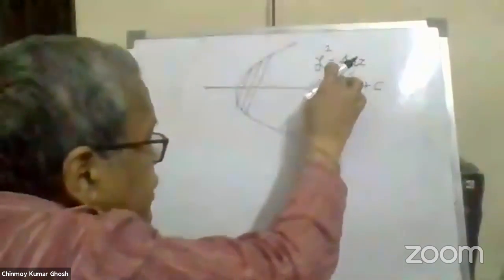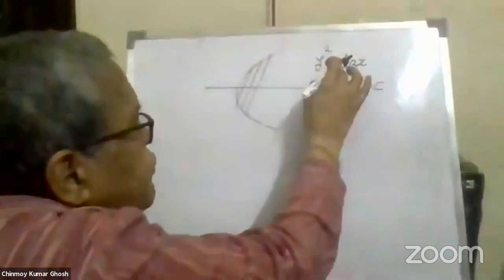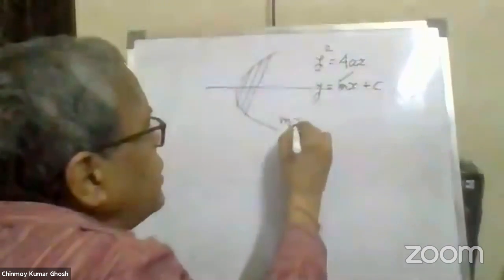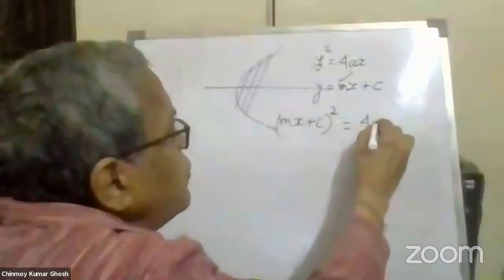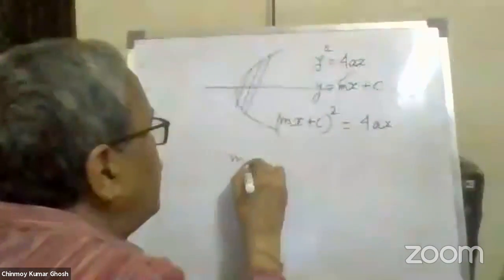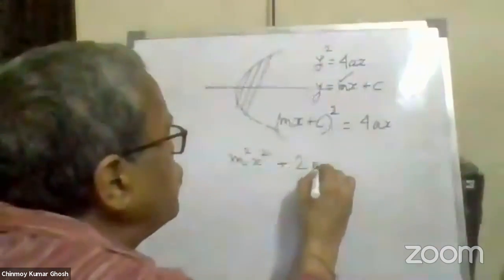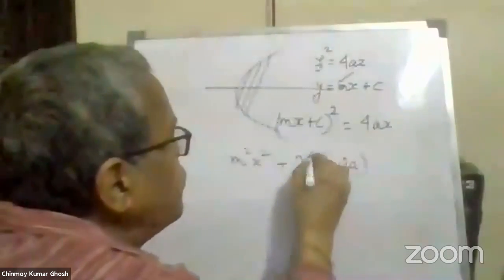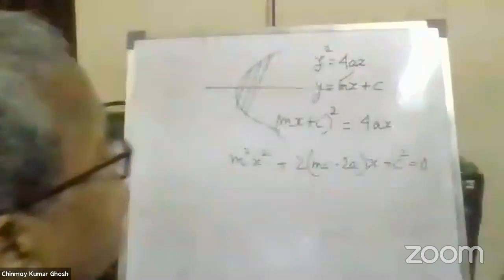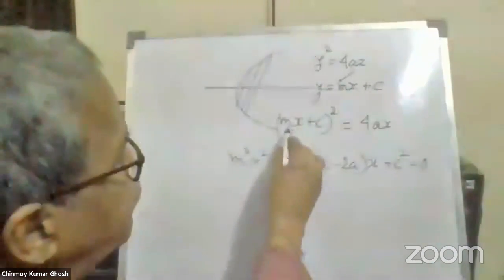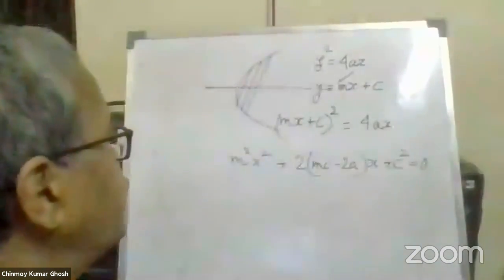Now, once you consider the intersection of these two equations, that is this parabola and this straight line, the corresponding equation will be (mx plus c) whole square is equal to 4ax, or m square x square plus 2 into (mc minus 2a) into x plus c square is equal to 0. I hope my calculation is okay. So m square x square plus 2 into (mc minus 2a), the 2a comes from the right hand side, into x plus c square equal to 0.